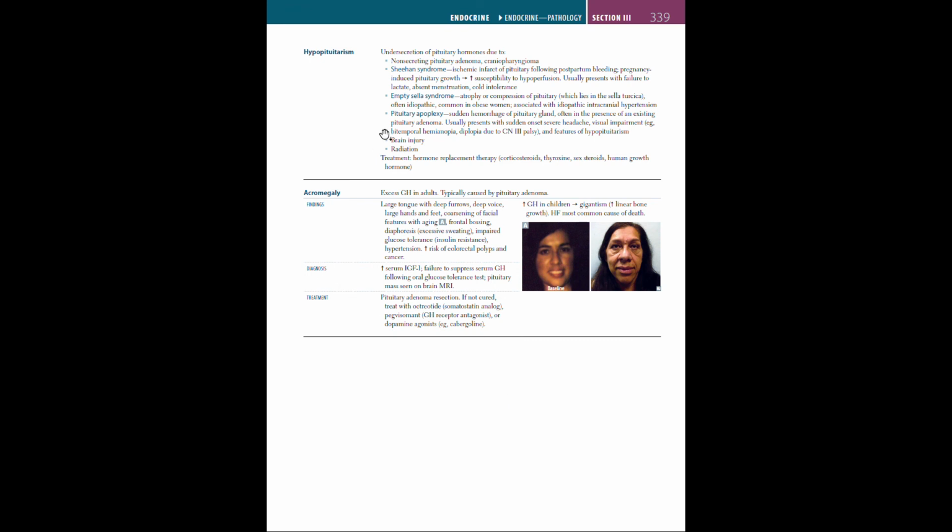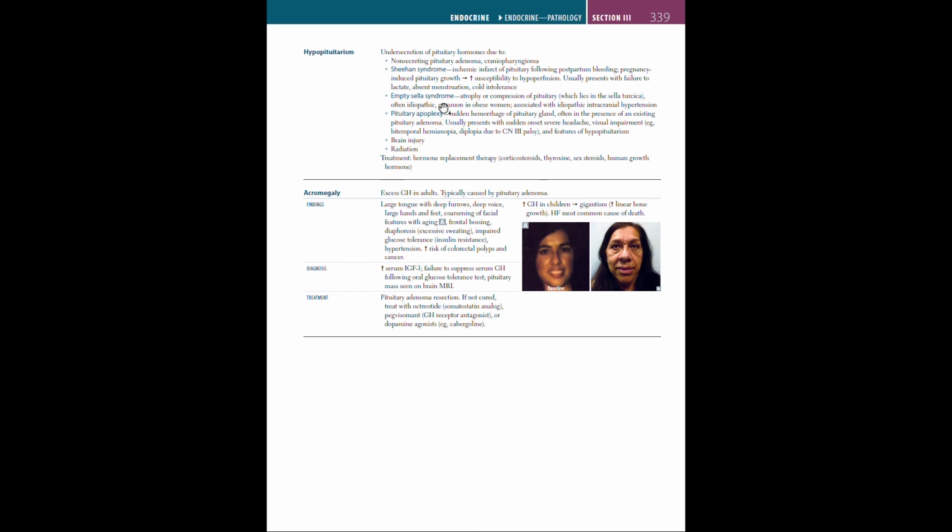Next is hypopituitarism. Hypo means decreased pituitary hormones. Here you have undersecretion of pituitary hormones due to non-secreting pituitary adenoma, craniopharyngioma, or Sheehan syndrome. Sheehan syndrome is basically ischemic infarct of pituitary following postpartum bleeding, like in pregnancy-induced pituitary enlargement, causing increased susceptibility to hypoperfusion, usually presenting with failure to lactate, absent menstruation, and cold intolerance.